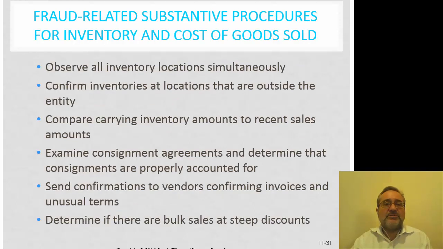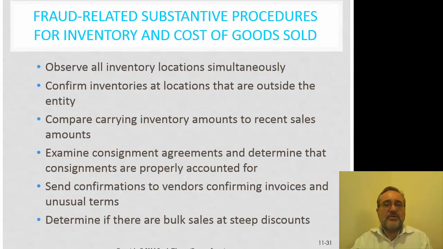Fraud-related substantive procedures: observe all inventory locations simultaneously. The reason we're doing this is it is not uncommon for organizations to essentially have the auditor count one area. As they leave this area, they then shift the same inventory to another location. Auditor comes and counts that, and basically the inventory is counted twice.